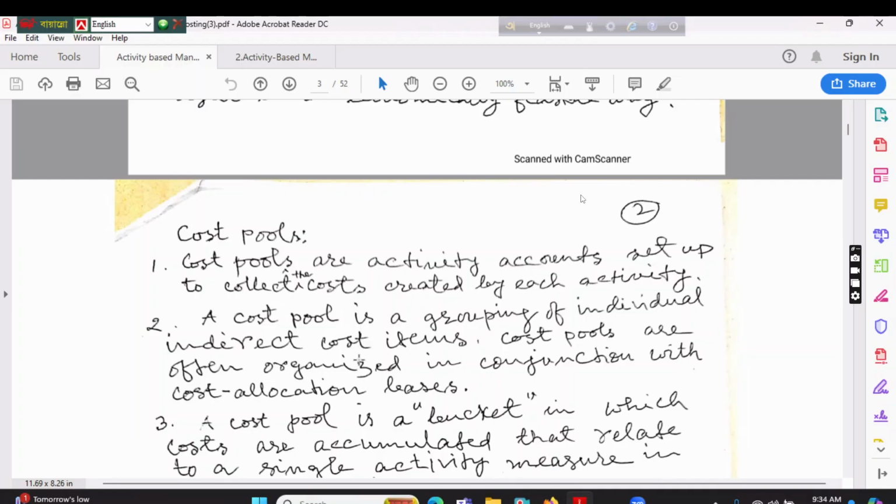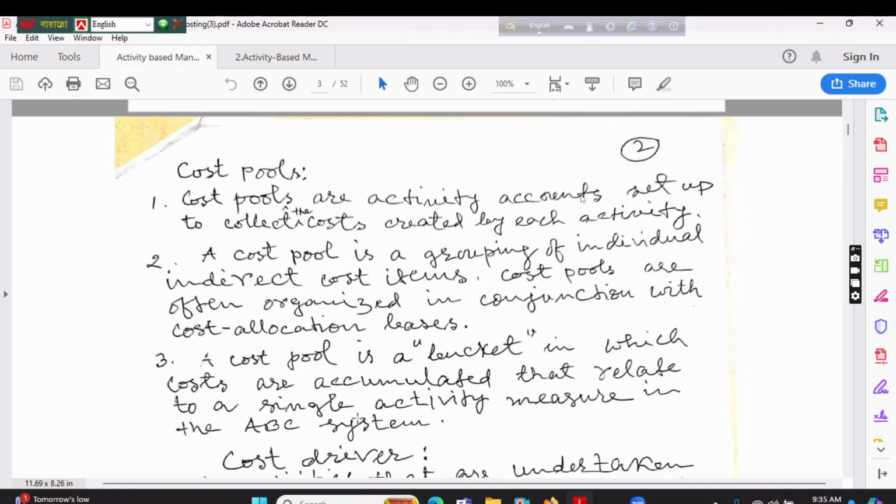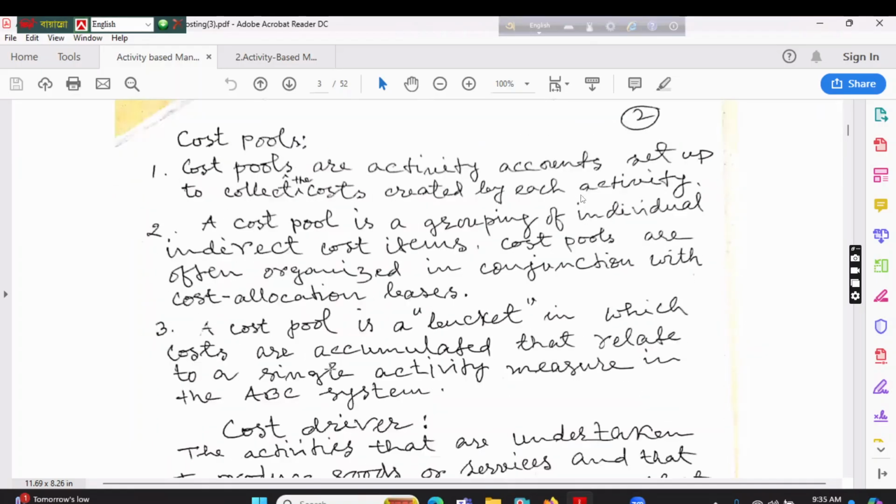A cost pool is a grouping of individual indirect cost items. Cost pools are often organized in conjunction with cost allocation basis. A cost pool is a bucket in which costs are accumulated.